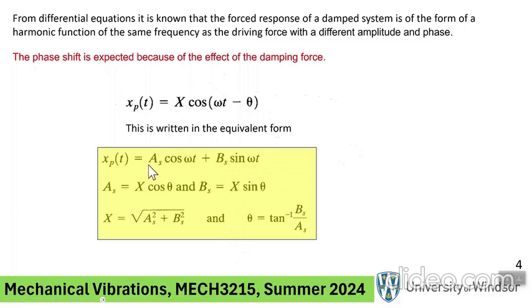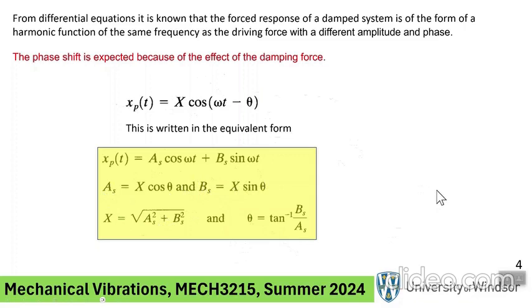And now notice that when you write it like that, this big X simply becomes the square root of this plus that. If you don't believe it, square these up, add them up, you're going to get X squared. Take the square root, you're going to get this. And then you divide these two, you're going to get tangent of theta equal to bs over as, and theta is equal to tan inverse of that.